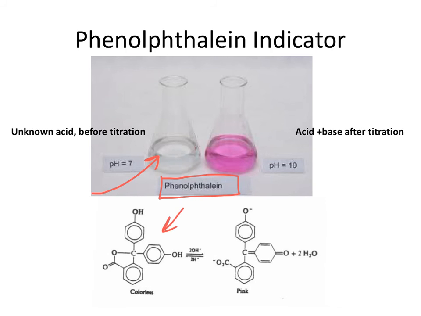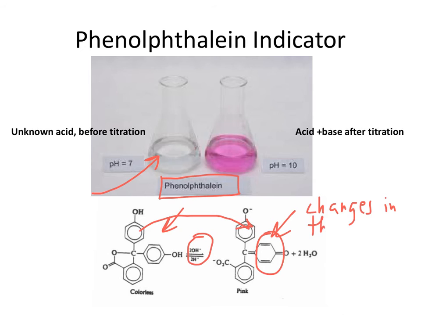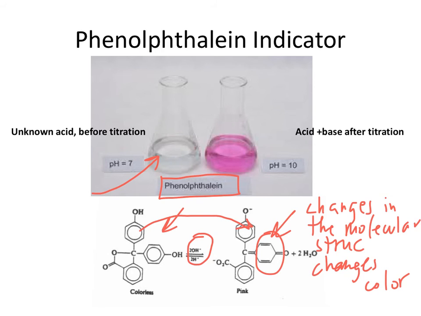But then when you have reached the endpoint, that next drop of hydroxide right here will change the structure from that to this. And when that changes the molecular structure, the color now becomes pink because you have changes in the bonds. So changes in the molecular structure change the color. And the changes in the molecular structure depend on the pH.